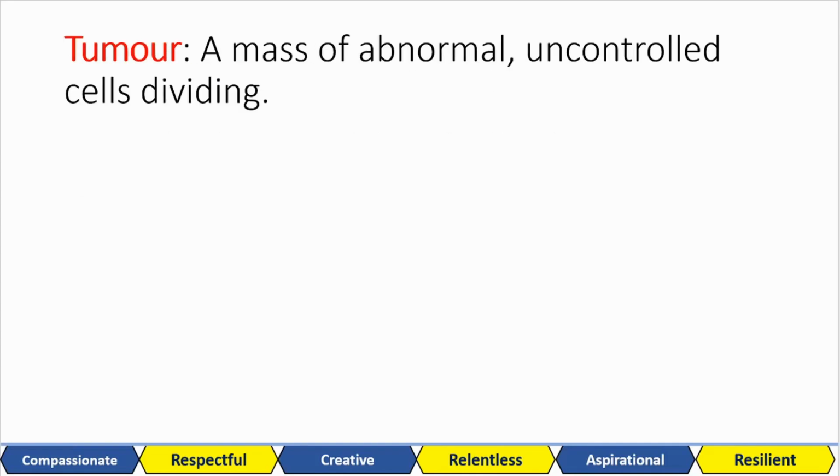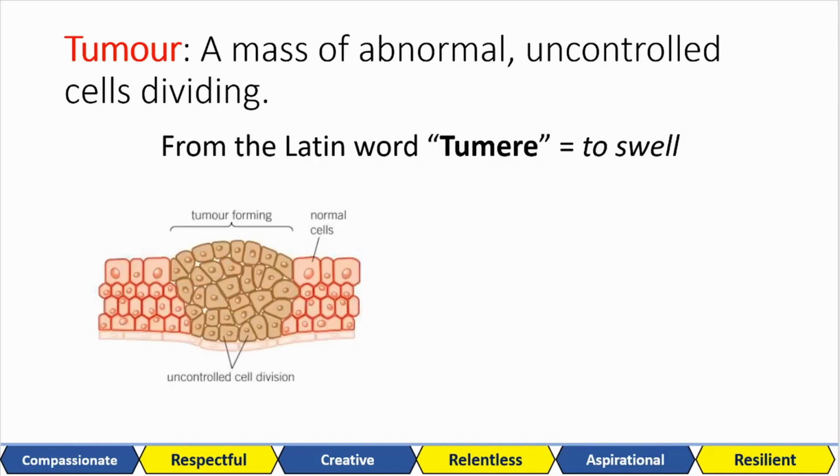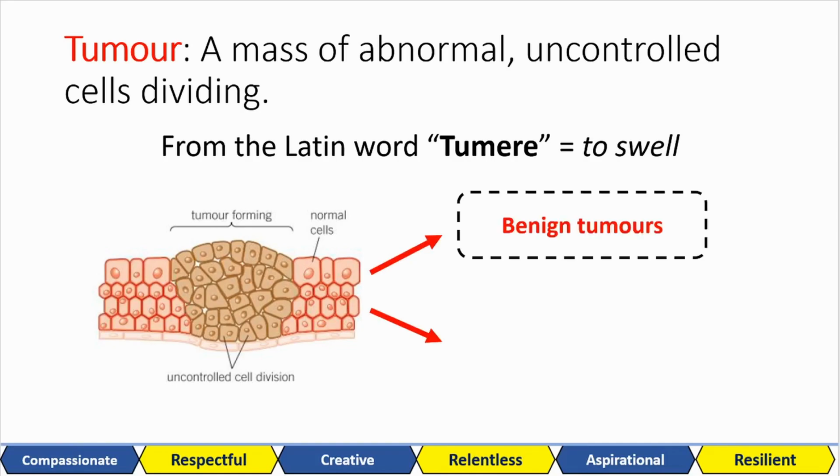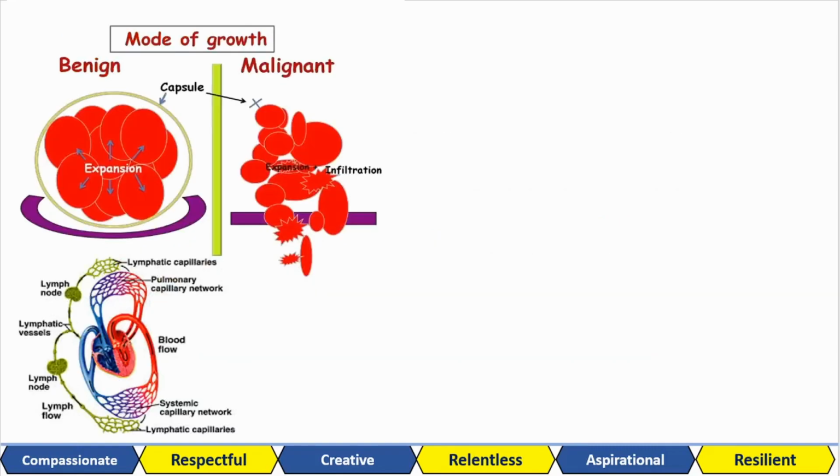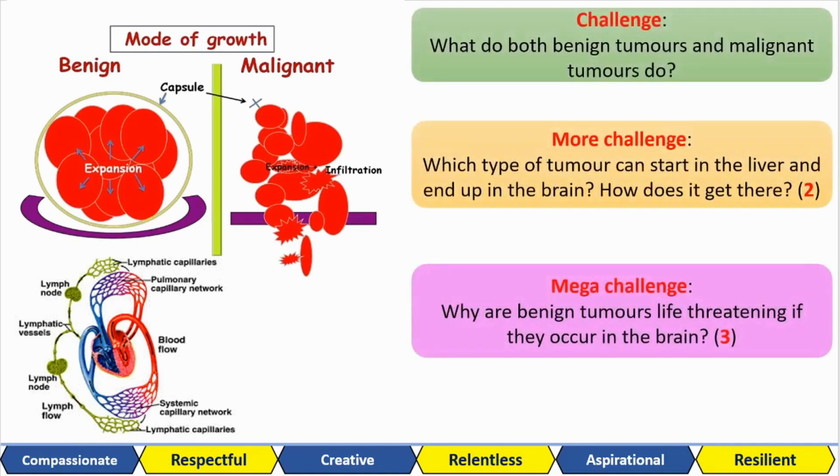Tumors are a mass of abnormal, uncontrolled cells dividing. The root word actually comes from the Latin word for swelling. You can see from the picture that these uncontrolled cells cause a swelling or a lump. And there are two types of tumors. We have benign tumors and malignant tumors. The top picture here shows the differences between the two types of tumors, and the bottom shows two systems in the body. They will help you answer these challenge questions.